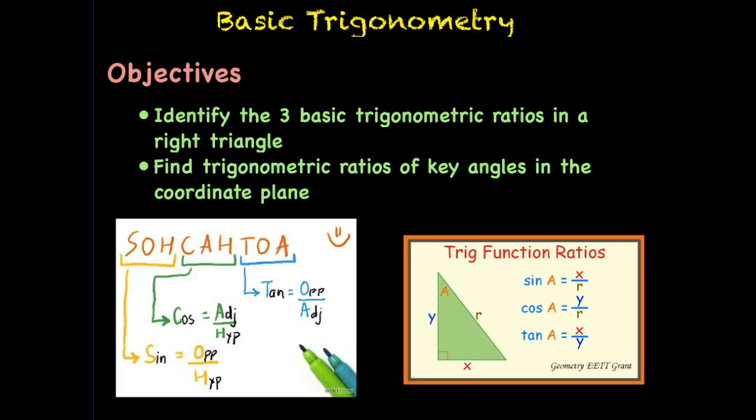Our objectives today are to review the three basic trigonometric ratios in a right triangle, as well as apply that to the coordinate plane. Below are some things you may have remembered studying. Here we have an acronym, SOHCAHTOA. We'll be looking at that to help you remember the basic ratios. Over here, these are some ratios that are applied to a right triangle, but in place of the hypotenuse, we have r, and we're going to be using that when we look at the coordinate plane.